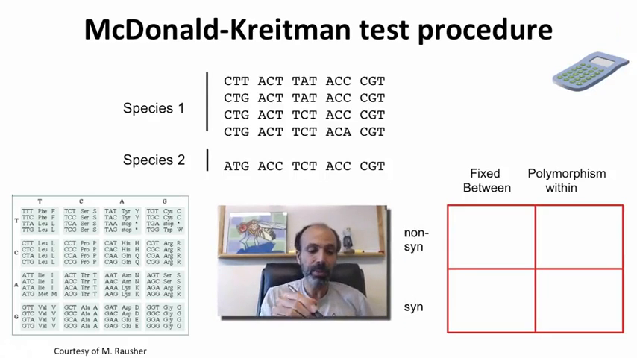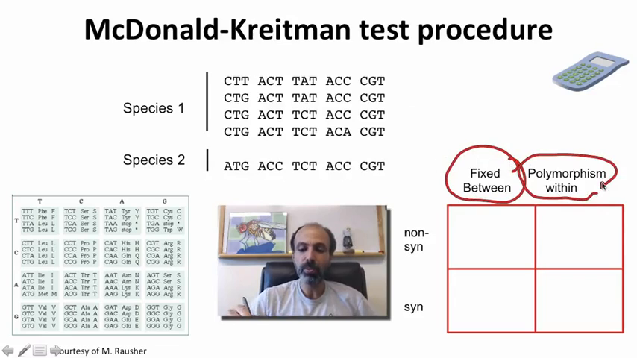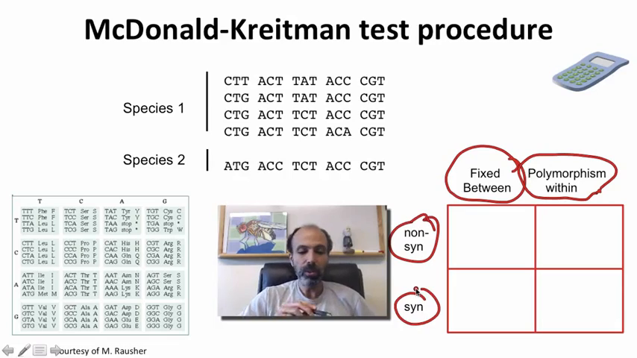So here we have an example. Let's say we have 4 individuals of species 1 and 1 individual of species 2. For the sake of argument, let's say species 1 are humans and species 2 are chimps. Now here's our codon table again. And what we're looking for are these 2 parallel categories. First, what is fixed between. So these are differences between species 1 and species 2. We have polymorphism within, so basically what is variable within, in this case, species 1. And then we can also categorize any of these differences as being non-synonymous, or amino acid changing, or synonymous, where they don't change them. So what we do is we just walk through.